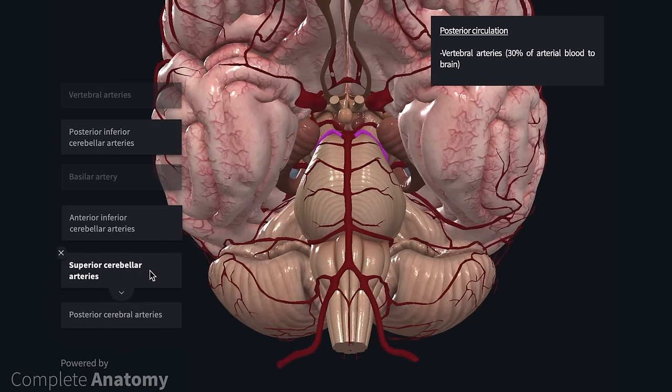The superior cerebellar arteries supply the anterior lobe of the cerebellum. I will discuss the territories of the posterior cerebral artery with the other cerebral arteries later on in this video.